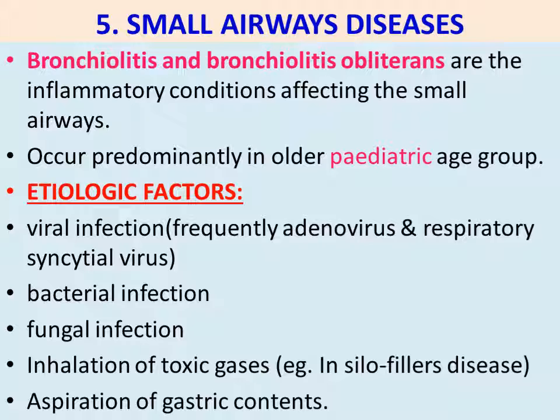Then the fifth disease is small airway diseases. Two names you should remember: bronchiolitis and bronchiolitis obliterans. These two diseases are inflammatory conditions affecting the small airways. They occur predominantly in older pediatric age groups.